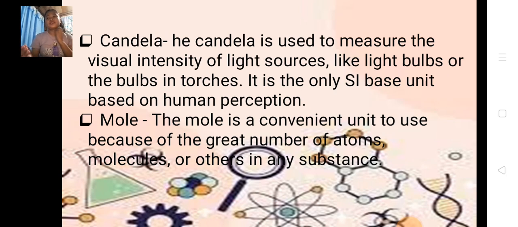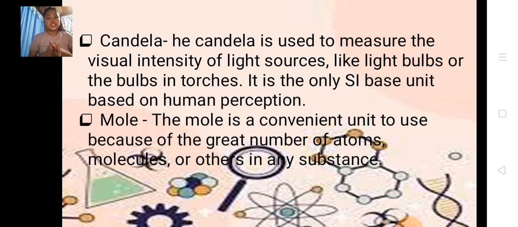Next is candela. The candela is used to measure the visual intensity of light sources like light bulbs or the bulbs in torches. So, candela is the intensity of light. For example, when you hold a bulb, it is hot. So, the intensity there is the heat. That is the candela.